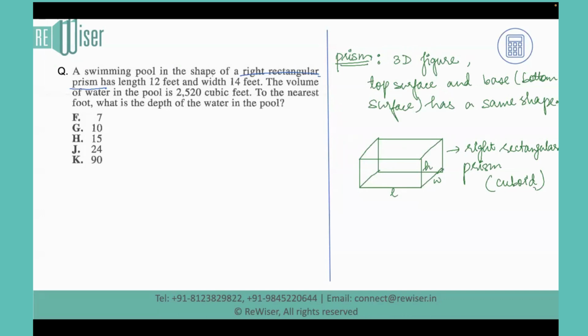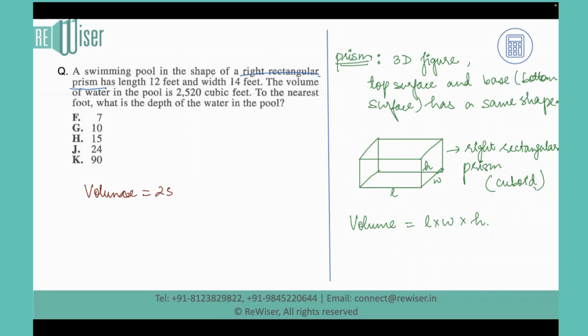And we can apply the normal formulas of cuboid whenever we are given a right rectangular prism. So its volume can be given as length times width times height. And as in the question, we are given the volume of water in the pool is 2520 cubic feet. To the nearest foot, what is the depth of the water in the pool? So we'll apply the same formula to calculate the depth of water in the pool.